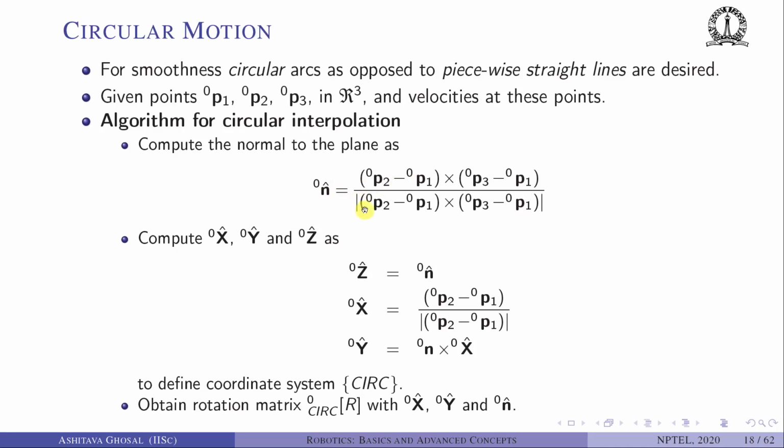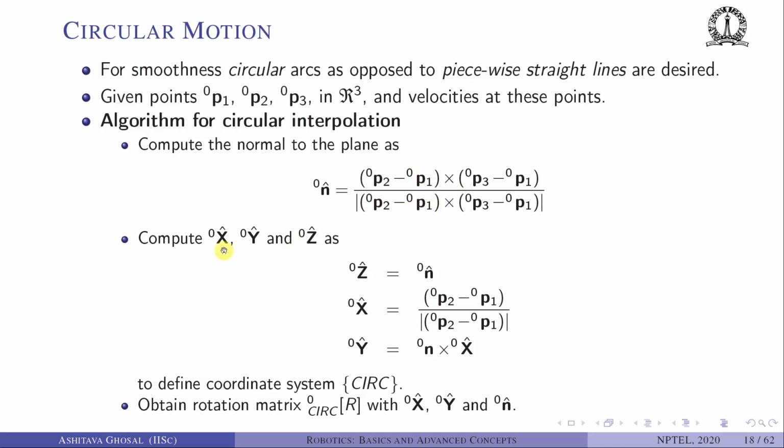First thing is we compute the normal to this plane. So there is a vector from P1 to P2, another vector from P1 to P3. The normal to this plane is the cross product of these two vectors. We also need to make sure that they are unit vectors.